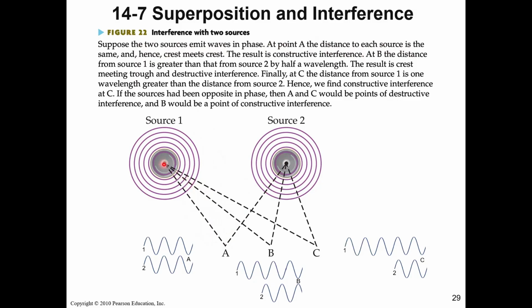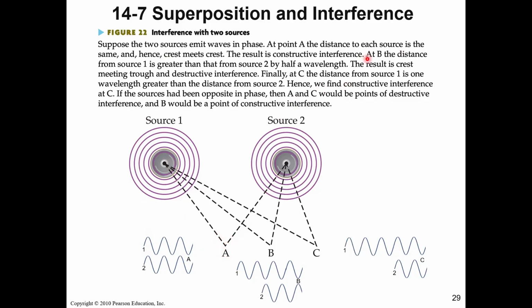So source 1 will emit a wave and it travels to point A. Source 2 will emit a wave and it travels to point A. Originally they are in phase, so the peaks are aligned to peaks. And when they travel to A, they travel the same distance, so they are still aligned. So the peaks are still aligned with peaks, so there will be a constructive interference.